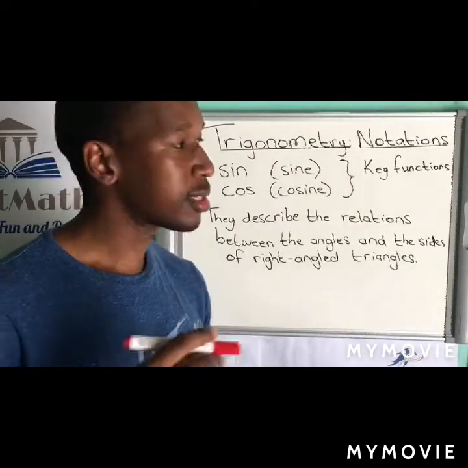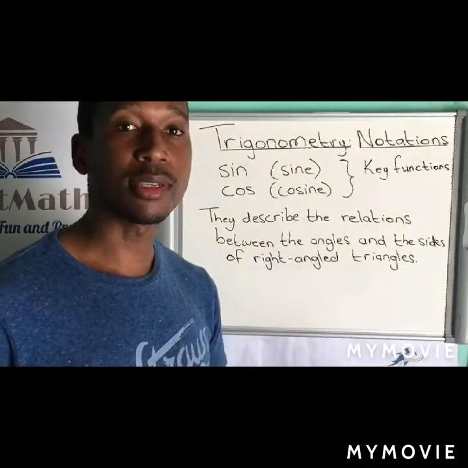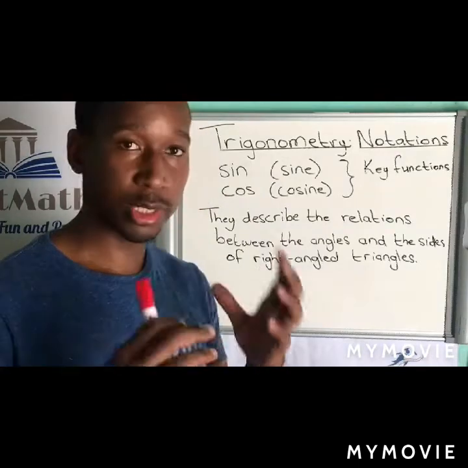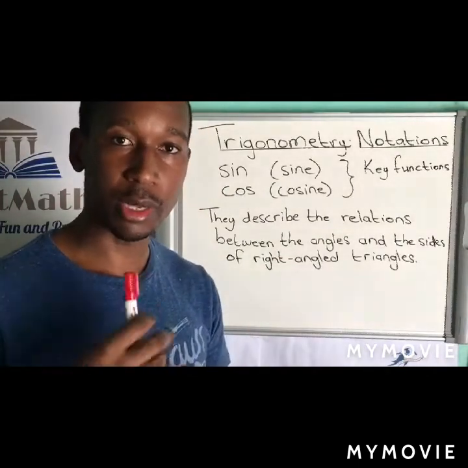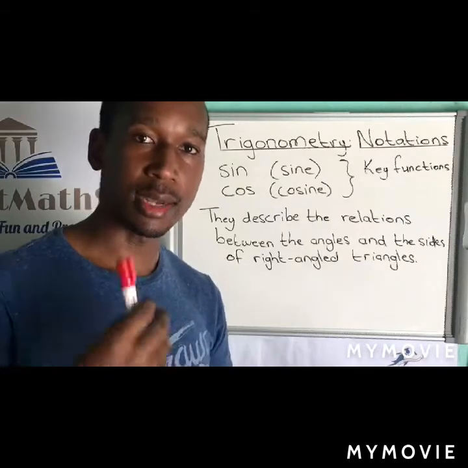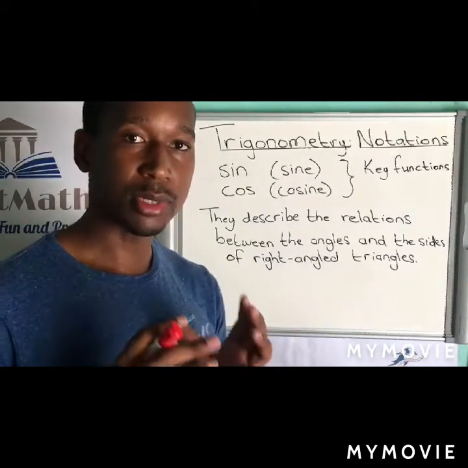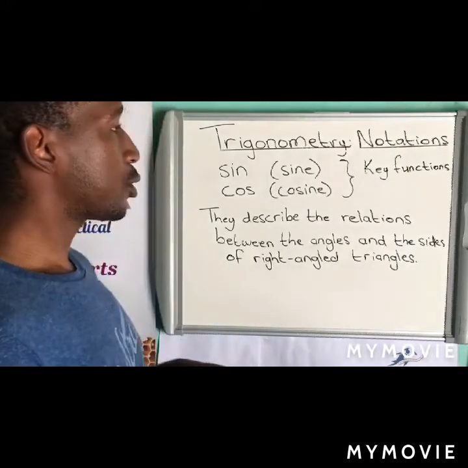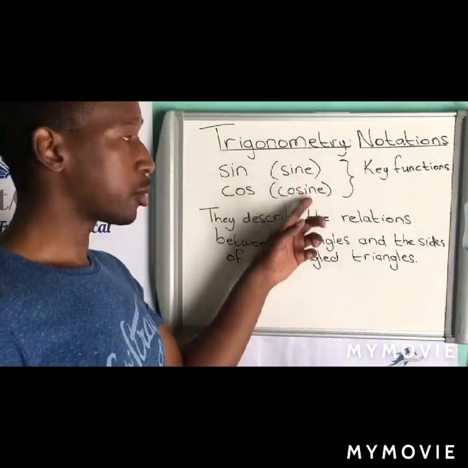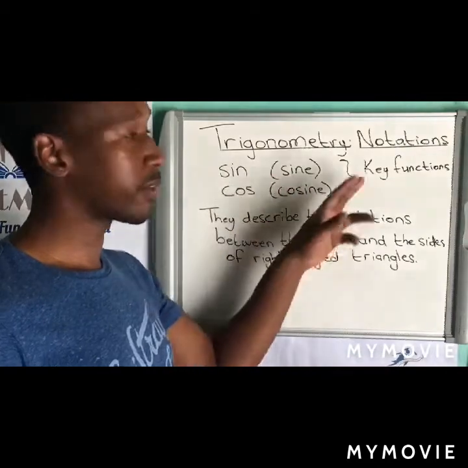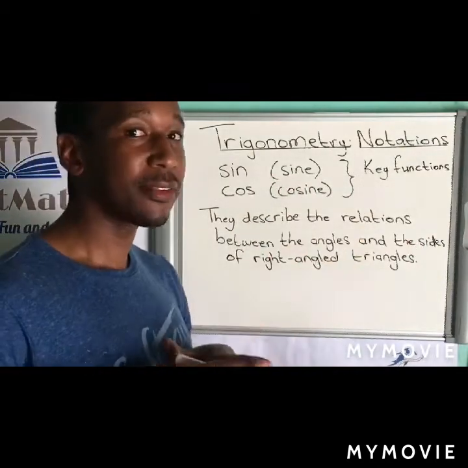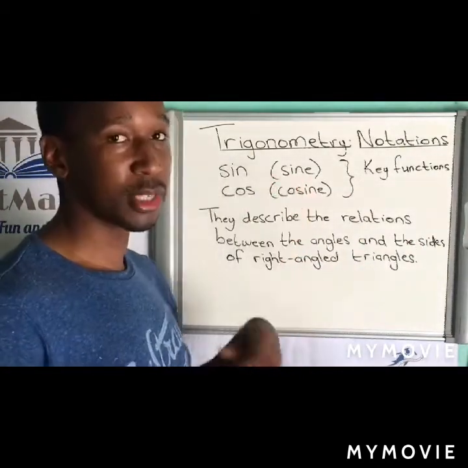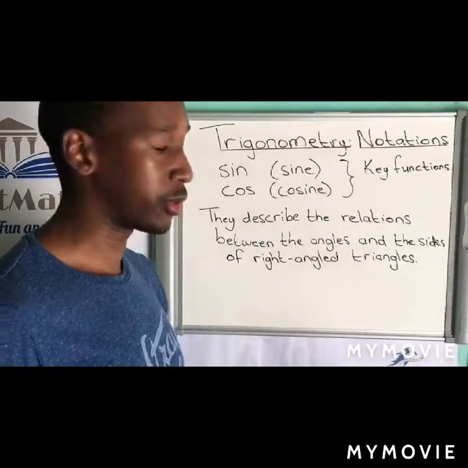Mathematics is a language. Just like any other language, it is important to understand the symbols and the notations that are used in a language in order to be able to interpret sentences and reasoning. Now, we are going to start with a few notations that are very important in trigonometry. The first one is that of sine and cosine. They are both what we call trigonometric functions. They are going to be our key functions. We are going to use these two functions to define everything else in trigonometry.